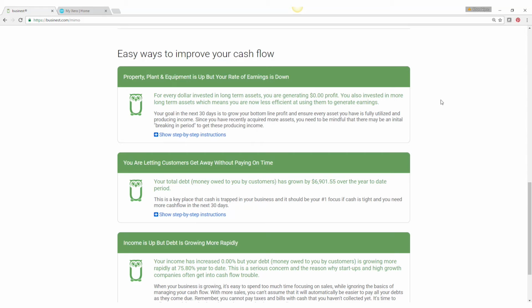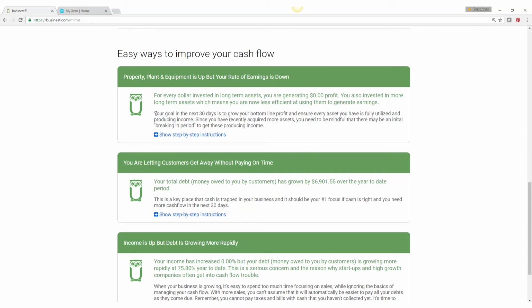So based on this particular, and remember this is demo data, this isn't a real company, what the system is doing is it's taking a look and trying to figure out what we should recommend that you do. In this particular instance, it's saying that property, plant, and equipment is up, but the rate of earnings or sales is down. So obviously that's a problem. And what's happening is we're going to tell you what does that mean? What are the implications? Basically, for every dollar invested in long-term assets, you're generating 0 profit. And this is why it's a problem.